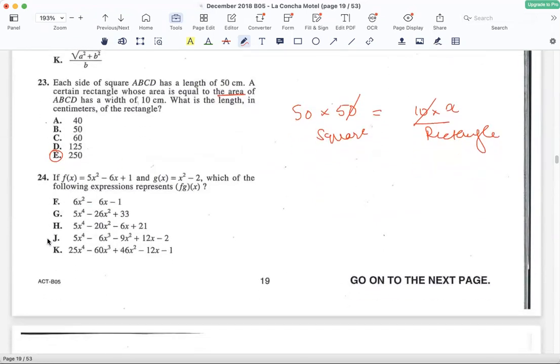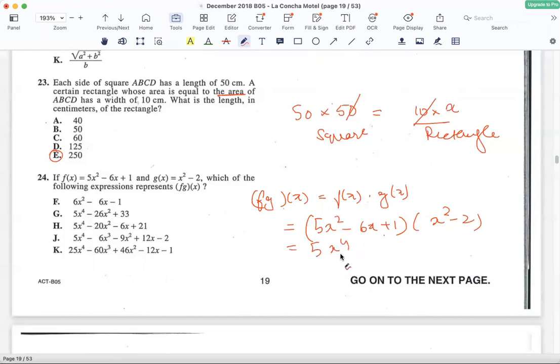So 250, right? 250 is the length. If fx is this and gx is this, which of the following is fgx? So fg of x is fx multiplied by gx. So that's 5x squared minus 6x plus 1 times x squared minus 2. So 5x to the power 4. And actually, I can just look at the leading term, 5x to the power 4, and the last term, minus 2, right? So the last term, minus 2, is only present in this option, right? So J.